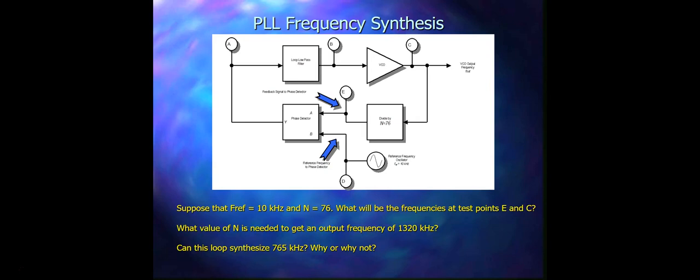Now here is an example. It says if the reference frequency is 10 kilohertz, which means the signal going from here to the phase detector is 10 kilohertz, and n is given as 76, what will be the frequencies at test points E, which is here, and C? What value of n is needed to get an output frequency of 1320 kilohertz? Can this loop synthesize 765 kilohertz? Why or why not? So you can work on this problem, and since you know the principle, you can easily find the answers to these questions.